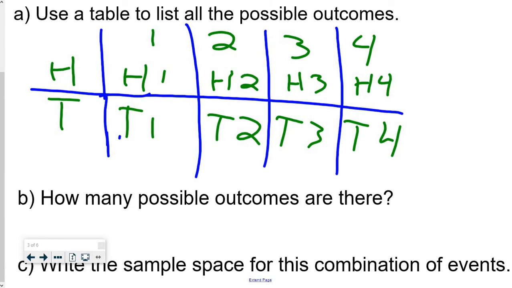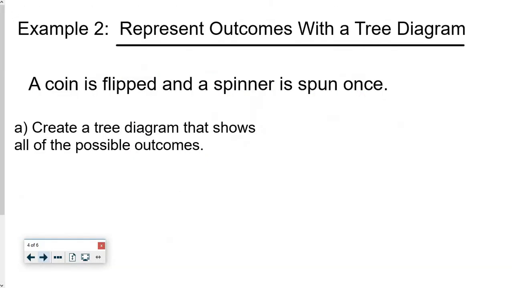How many possible outcomes are there? There's 1, 2, 3, 4, 5, 6, 7, 8. 8 outcomes. And write the sample space for this combination of events. Of course, you just write down H1, H2, H3, etc.